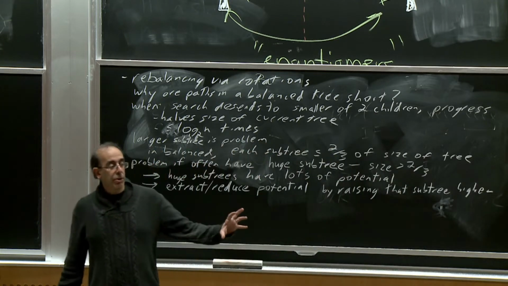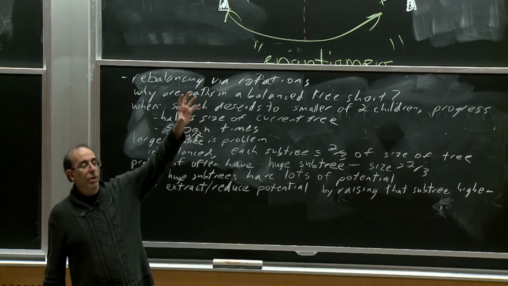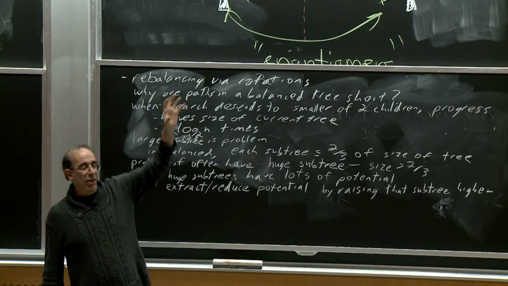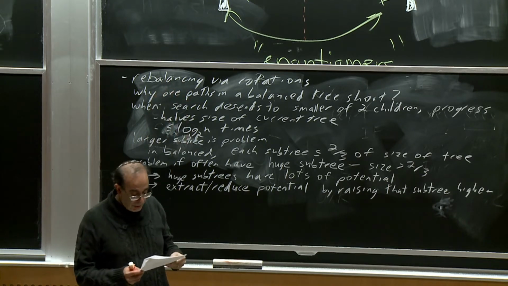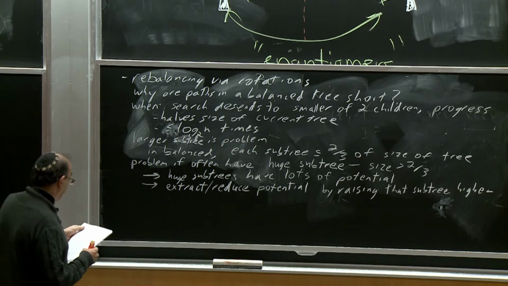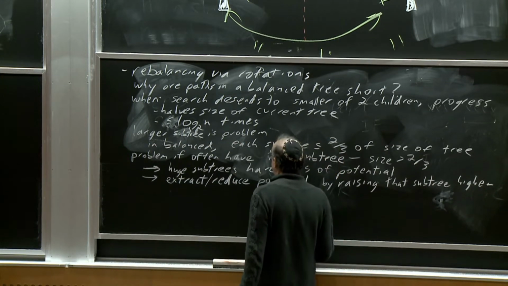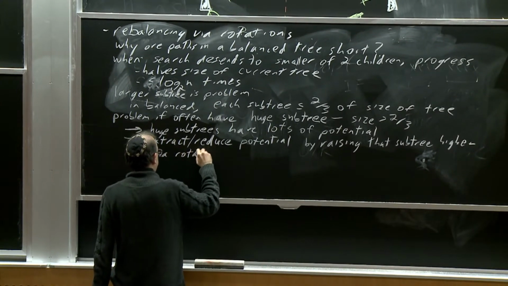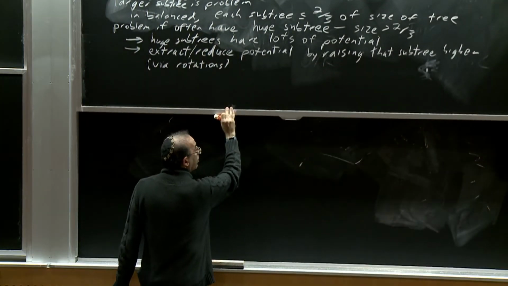So if you've got a tree which is very big too far down, that's a bad situation, but you know that the direct children of the root are going to be very large, and so if you move bigger trees up when you hit them, that's going to extract the potential that you need. Okay? And we're going to do this via rotations. So let's talk about rotations a little bit.